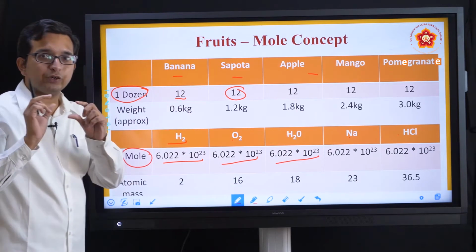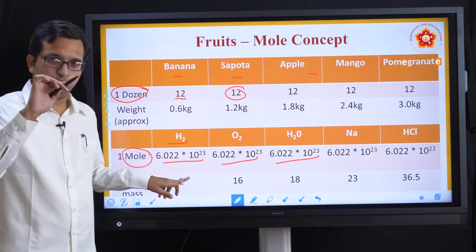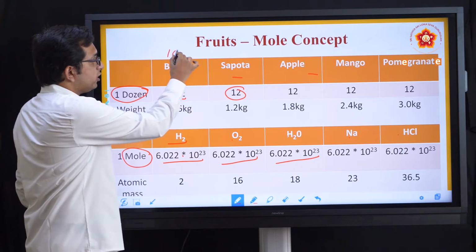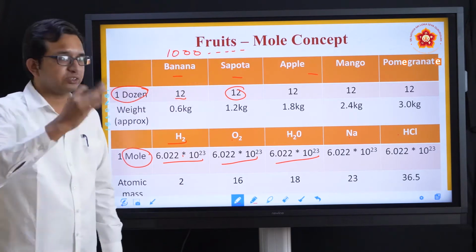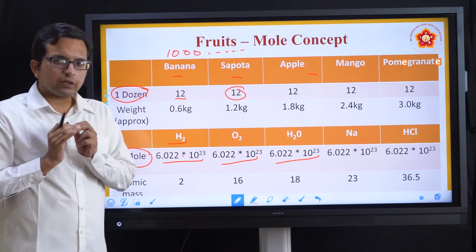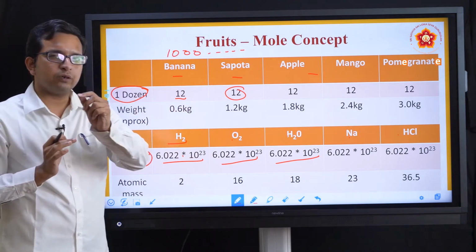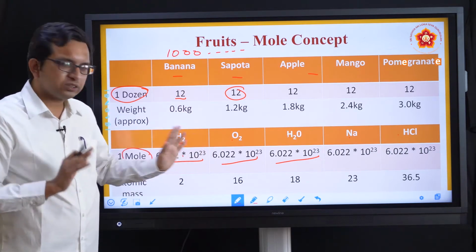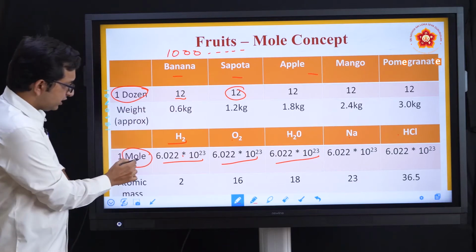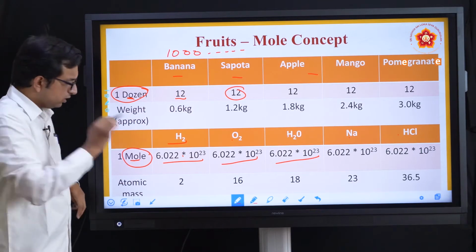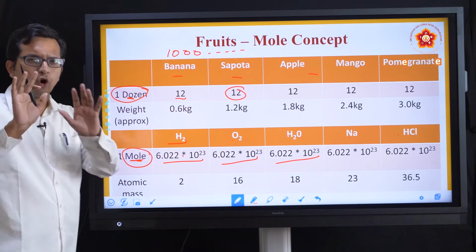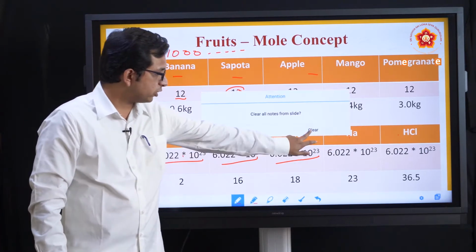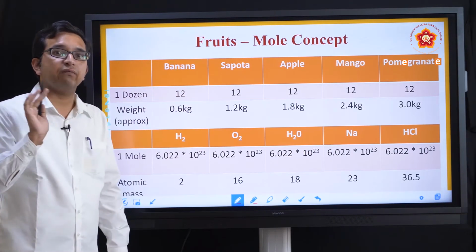Now just see the magnitude of this number, 6.022 into 10 raised to 23, which indicates that after 1 you have around 23 zeros, such a large number. So if you go back to the definition of atom, paramanu, which was the smallest indivisible particle, when you consider a standard like you had dozen, in the same way if you consider something called a mole, that is equivalent to this number in all the cases. You are able to see that the same number is repeating everywhere.